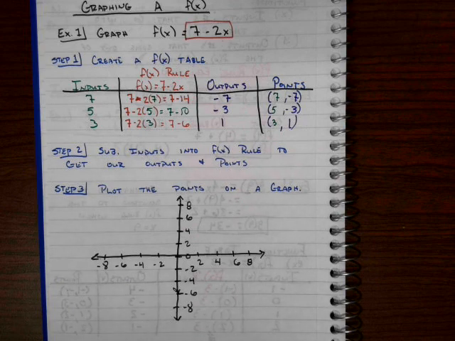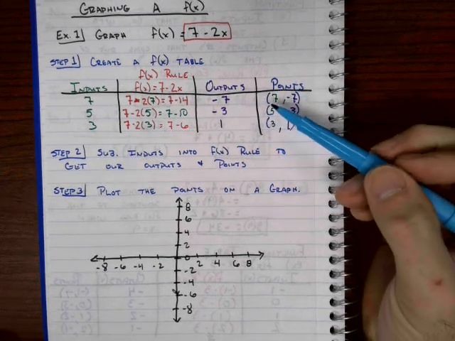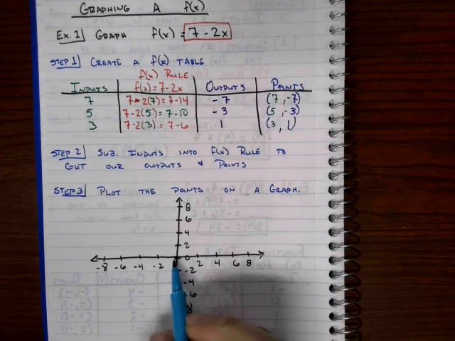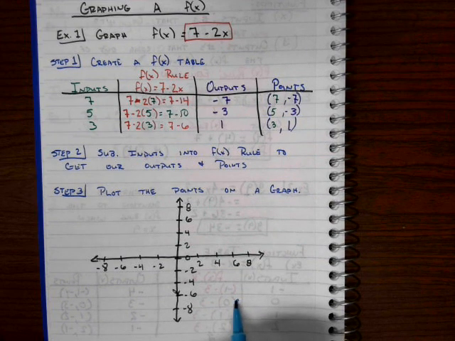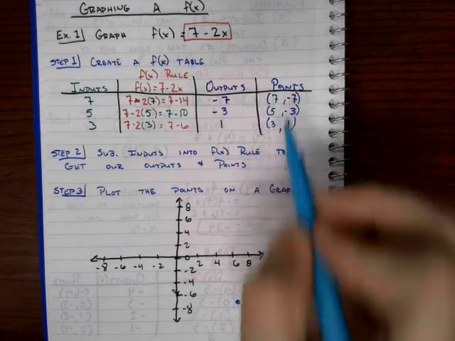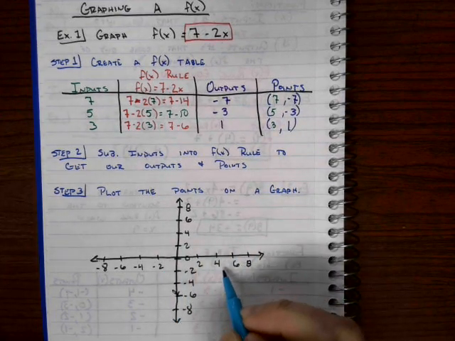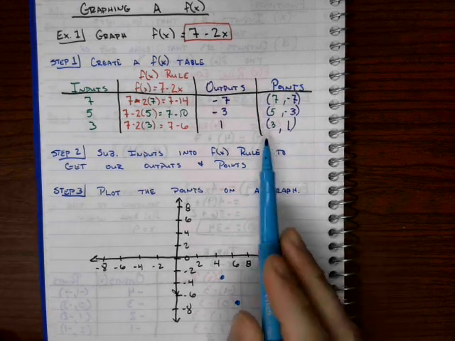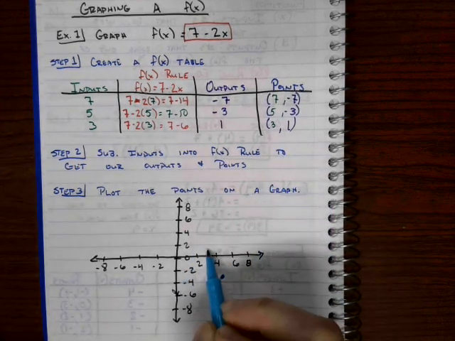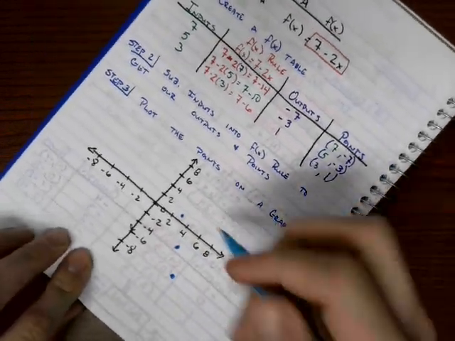So all we do now is we just plot our points from right here. So I got 7, negative 7. So I go over 7, down 7, because you do x then y. Then I have 5, negative 3. So over 5, down 3. And then we have 3, 1. So over 3, up 1. And once you do that, try your best to make a straight line.